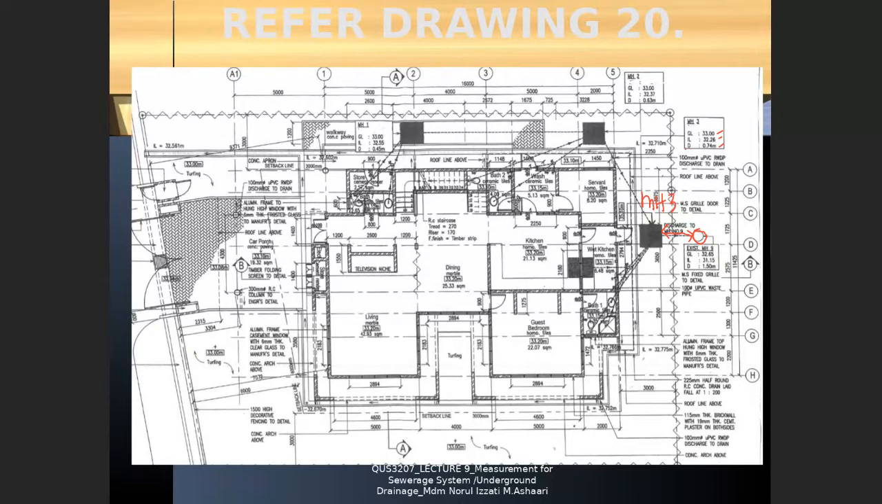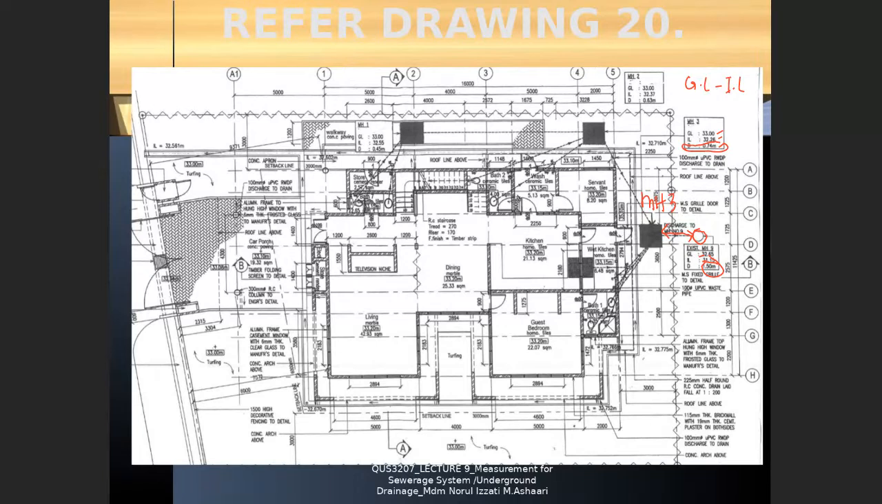If you would like to check, you can check how the depth is calculated. 33 deduct 32.26, you get 0.74. Same goes for this one. Ground level deduct invert level, you get 1.5 meters. So the concept is ground level deduct invert level, then you can get the depth.